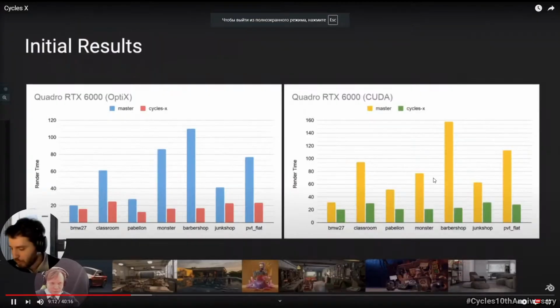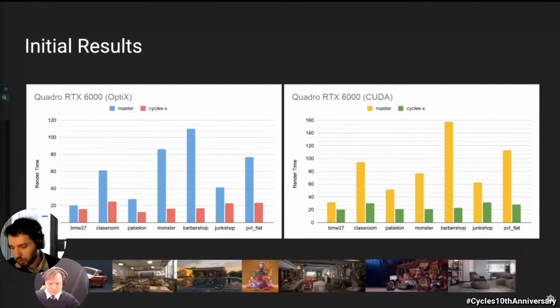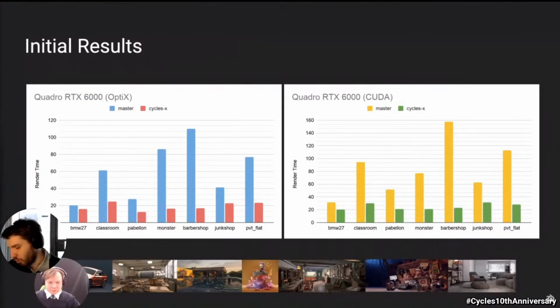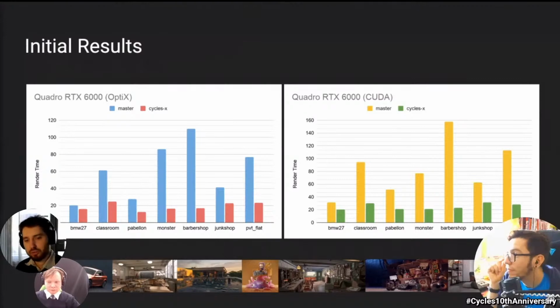And so these are some relative speedups with OptiX and CUDA. You can see that some scenes have a small speedup, like the BMW, but we're getting some pretty significant speedups on more complex scenes, particularly interior scenes, scenes with lots of shaders, scenes where the GPU sort of struggles to keep things coherent, which is important for GPU performance.